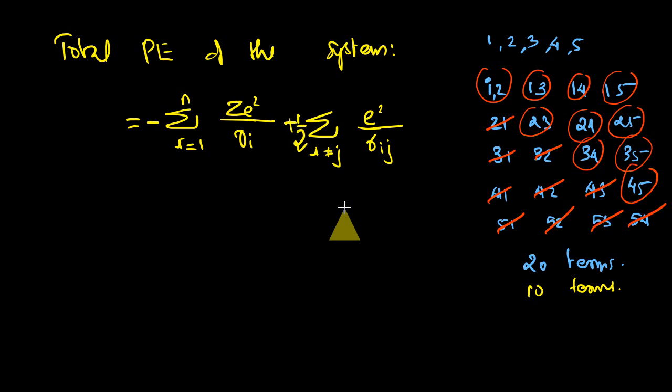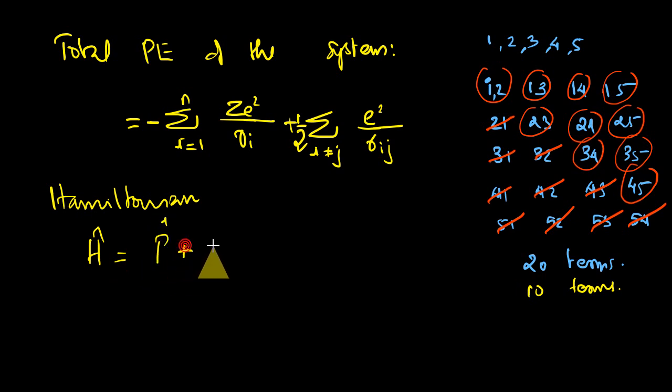That is minus sigma i equal to 1 to n, Ze square divided by Ri, plus half sigma i not equal to j, e square divided by Rij. And now we know the potential energy. If you know the potential energy, now we can construct the Hamiltonian. The Hamiltonian is H cap equal to the kinetic energy part, that is T cap, plus V cap. Okay, H cap has the kinetic energy part and potential energy part.